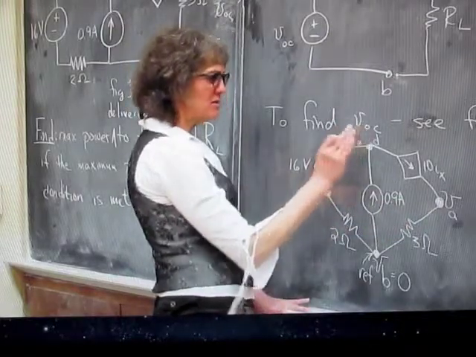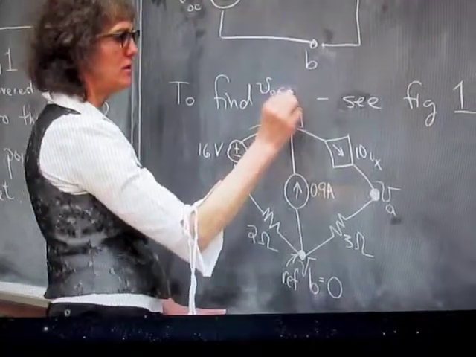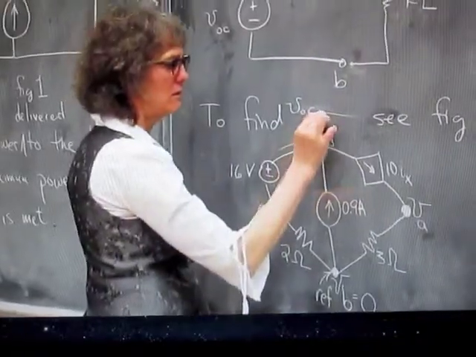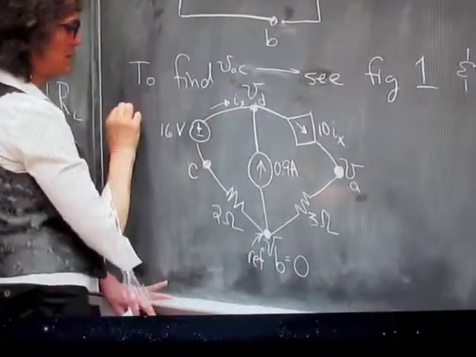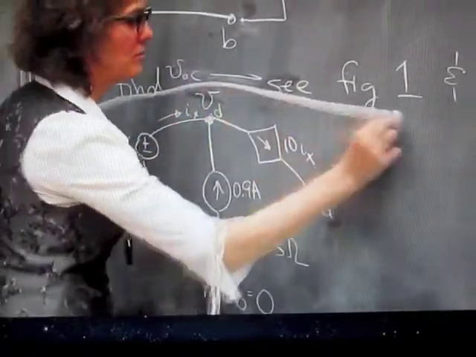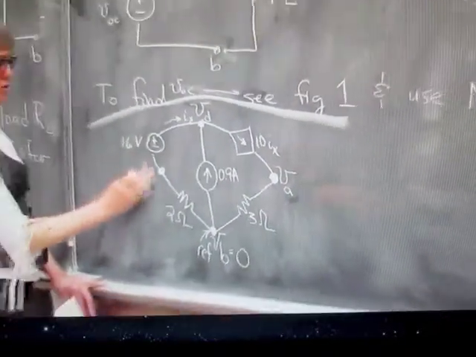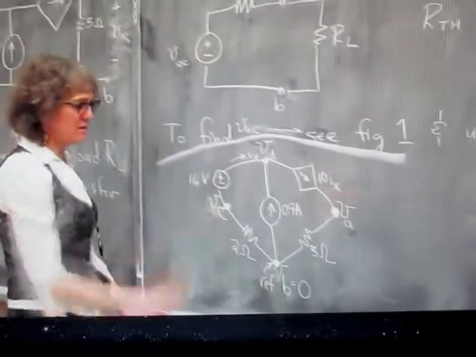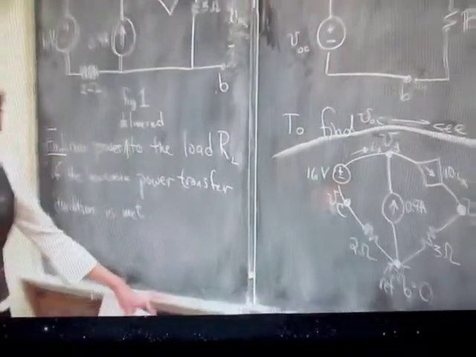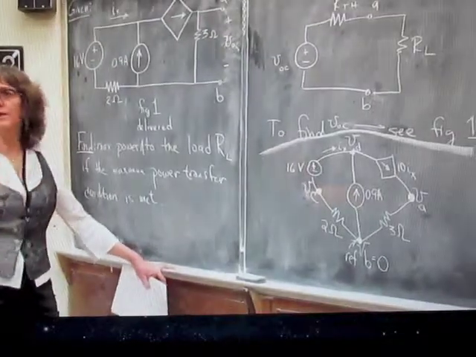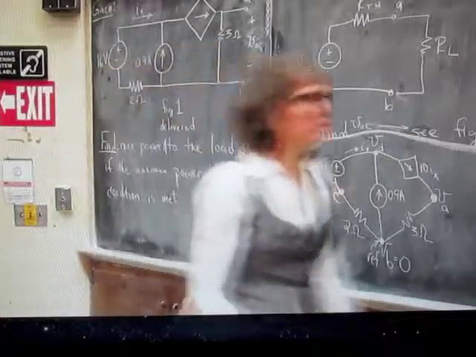Sorry, this is getting a little bit squeezed in. So this is VD. Here, let me see if I can separate it. Okay. And then this is node VC, and now I've labeled my node voltages. I've got the reference node, and then I've labeled all the other nodes. All right, so that's the second step.